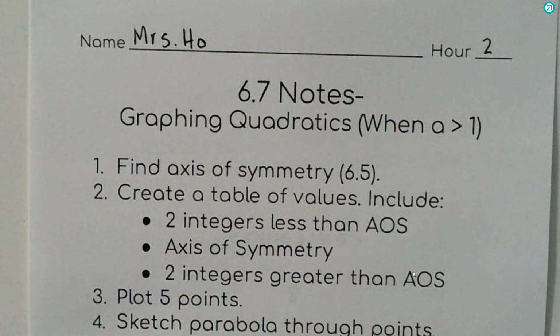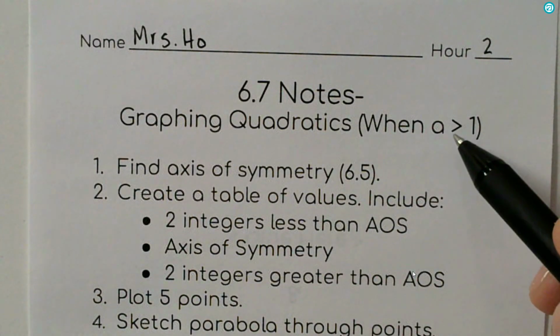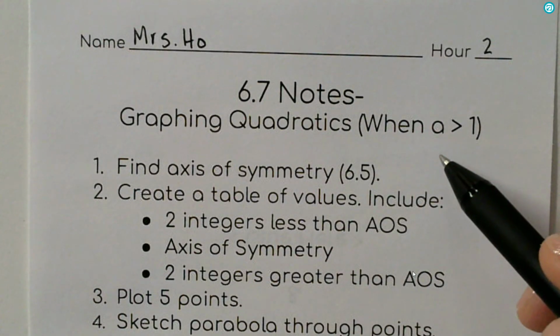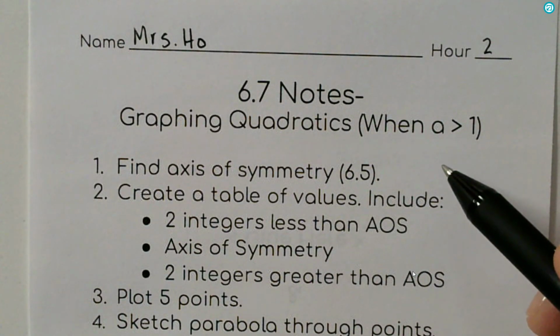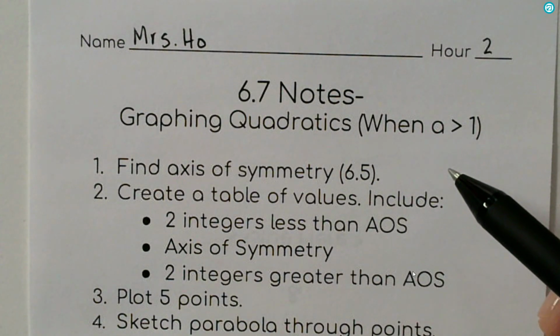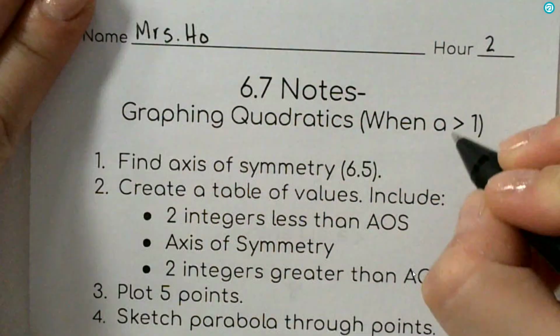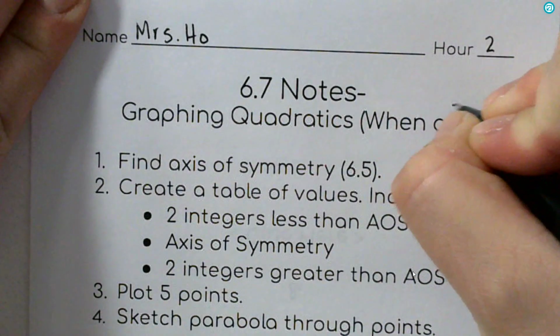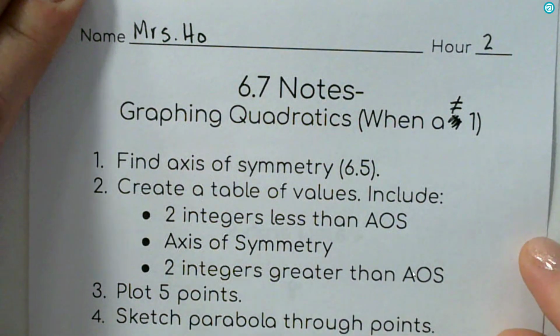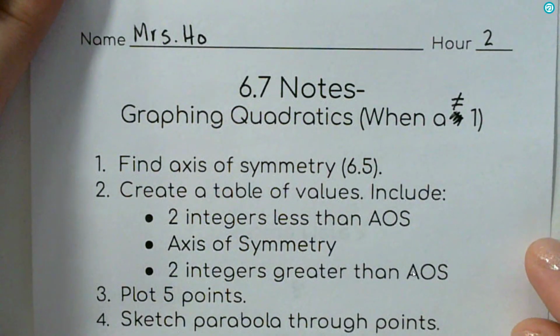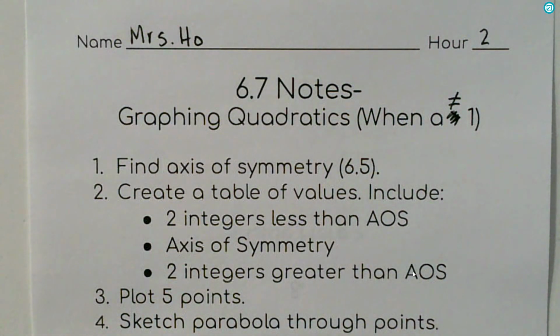Okay, first things first, 6.7 notes. We are graphing quadratics today. This is a mistake. This should not say when a is greater than 1. I did that because we have a number in front of x squared, but sometimes that number is negative. So instead of a is greater than 1, let's change this to say when a does not equal 1. I had already printed 120 of these, so I wasn't going to white it out 120 times or reprint and waste paper. So a does not equal 1 today.